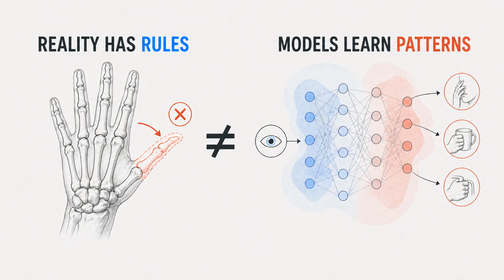This is where the word understanding gets tricky. An image model can learn strong visual correlations. It can learn that hands near faces often touch cheeks, or that hands near cups often wrap around handles. But that is not the same as knowing bones cannot bend backward through the palm.